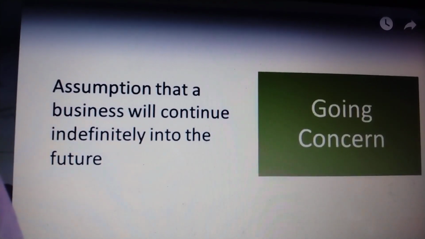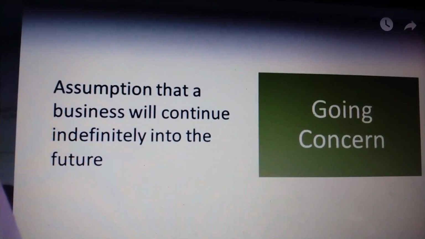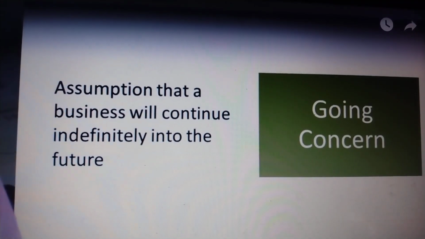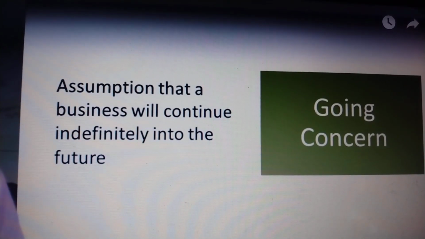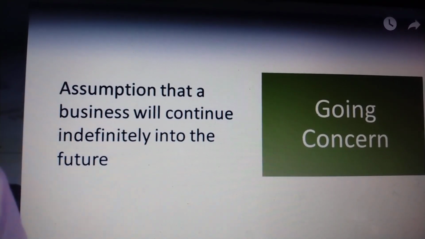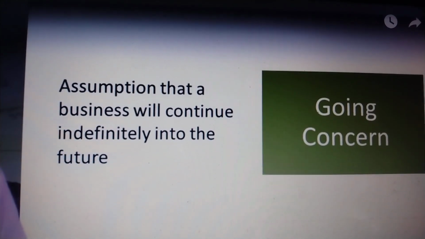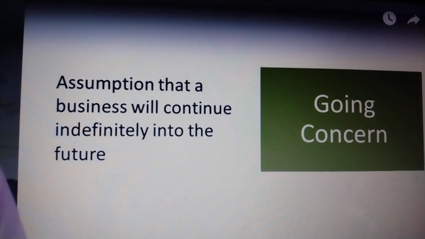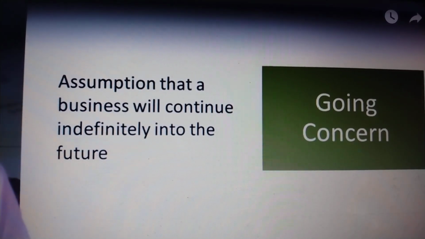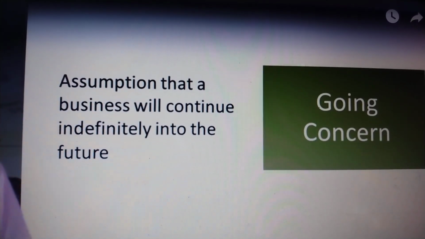The going concern concept assumes that businesses will continue indefinitely into the future unless otherwise reported. This is reviewed annually by external auditors. For investors and creditors, they should assume that the business will continue in business for the foreseeable future. Hence, the business is a going concern.